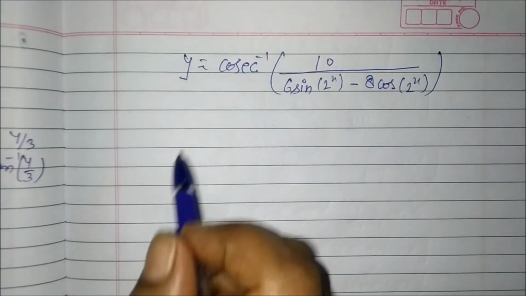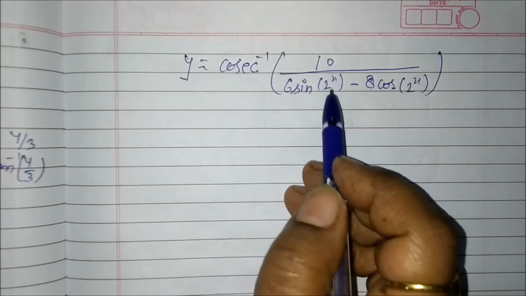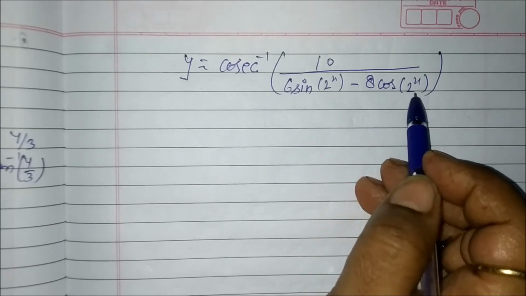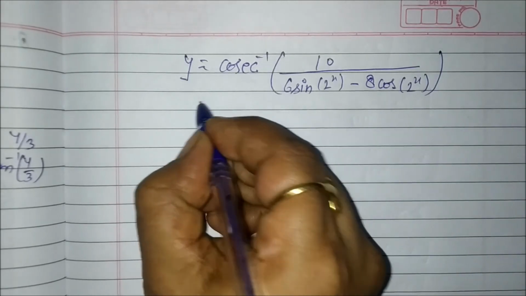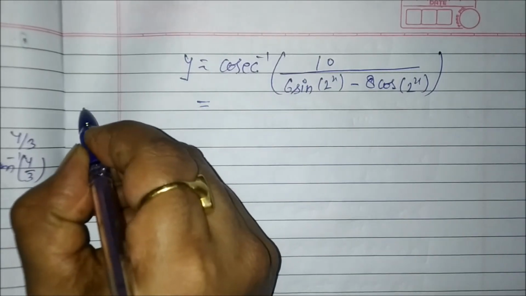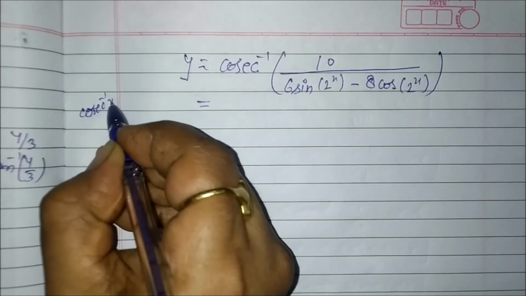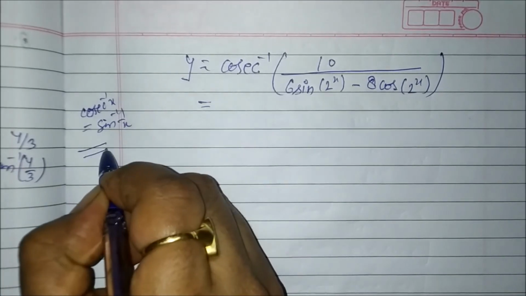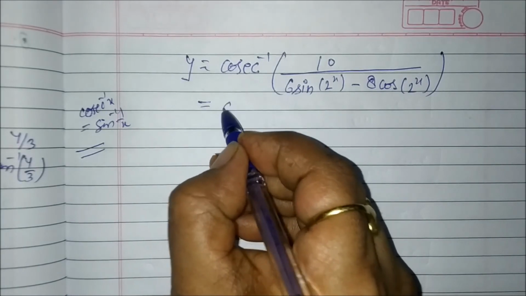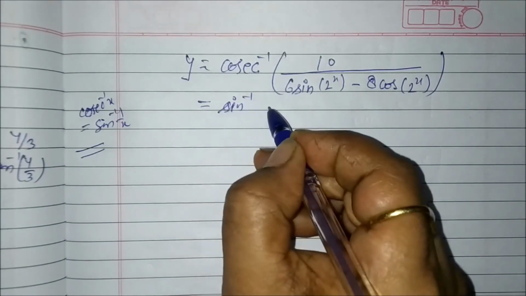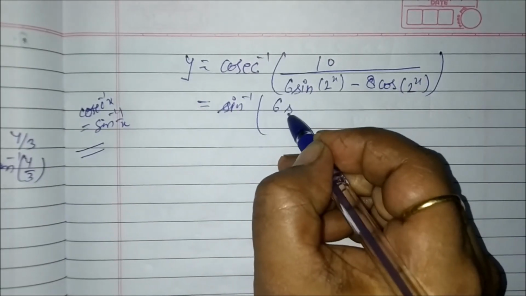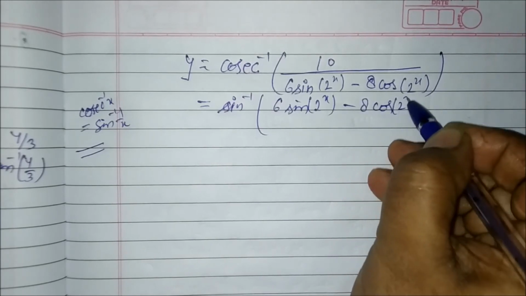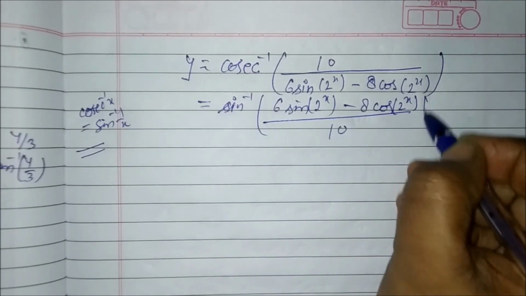Now next part. Here the function is y equals cosec inverse of 10 upon (6 sin 2 raised to x minus 8 cos 2 raised to x). Since cosec inverse x equals sin inverse 1 by x, using this property, this function can be written as sin inverse of the reciprocal of this. We get 6 sin 2 raised to x minus 8 cos 2 raised to x upon 10.